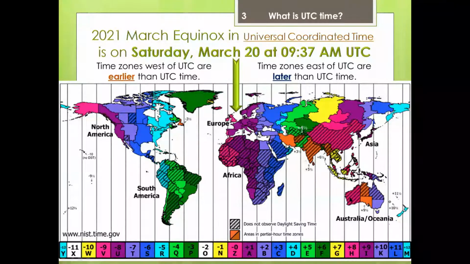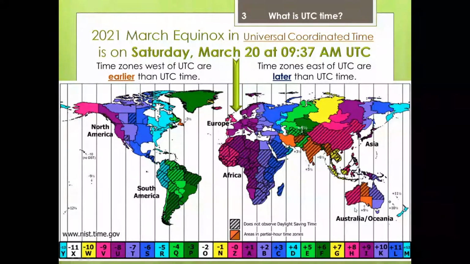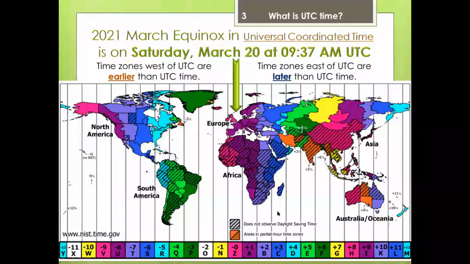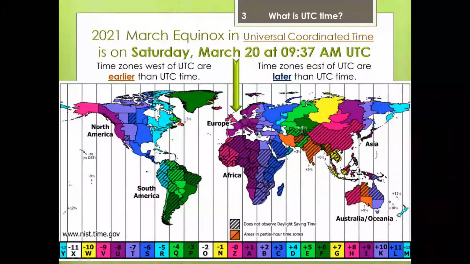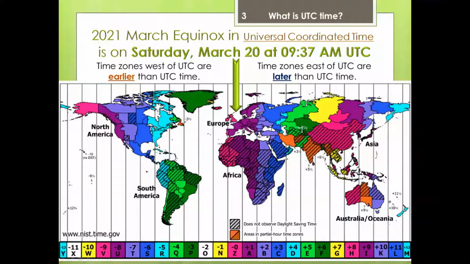So by the time we get to Australia, where Neil is at, if it's noon in the United Kingdom, it's going to be 8 o'clock in the evening in Western Australia. And by the time you get to New Zealand, way over here, it's actually 11 o'clock at night.